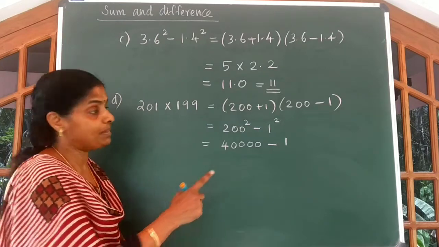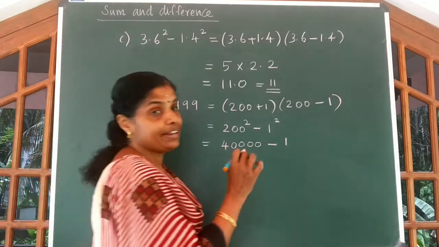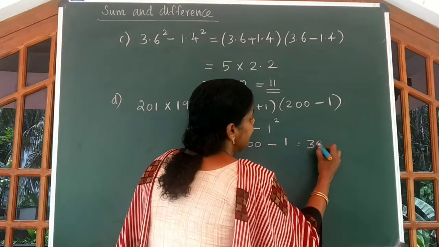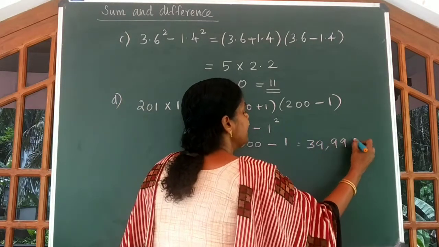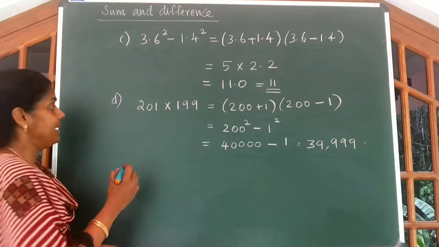Now let us subtract 1 from 40,000. What do you get, children? You get 39,999. Okay. The next one.